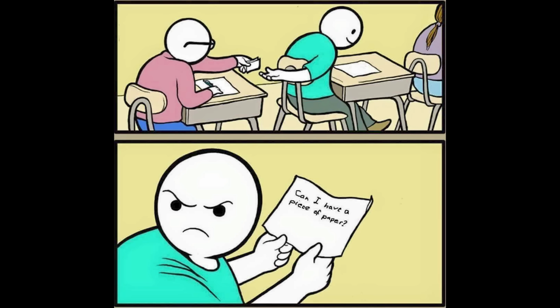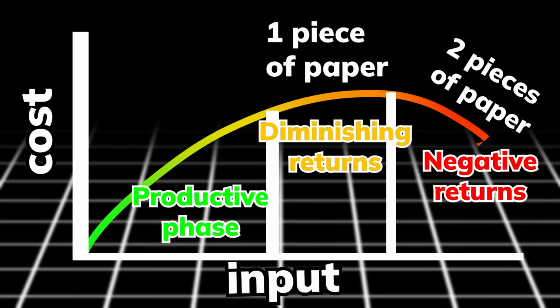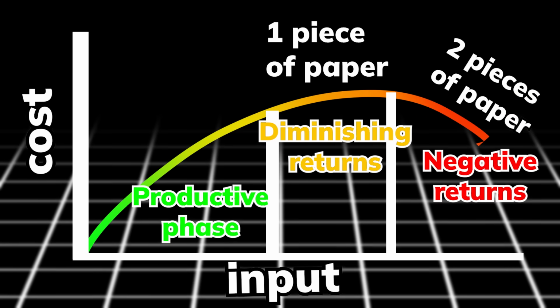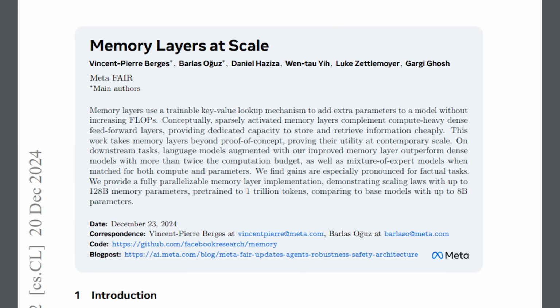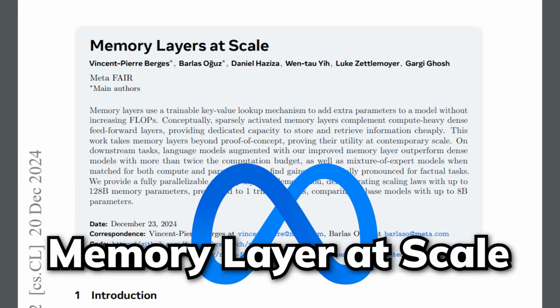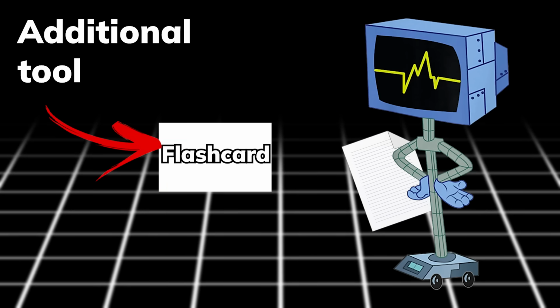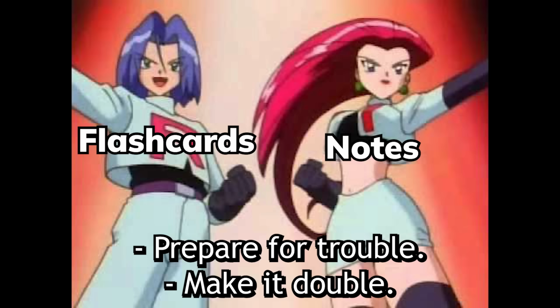But that still doesn't solve the issue of only having one piece of paper to take notes on. And you cannot really just use two pieces of paper due to the guaranteed performance fall off of the attention mechanism. Basically, whoever reads more than one paper would have a stroke. So the next research by Meta called Memory Layers at Scale is like giving the note-taking student an additional tool, which is a specialized flashcard system alongside their regular notes.